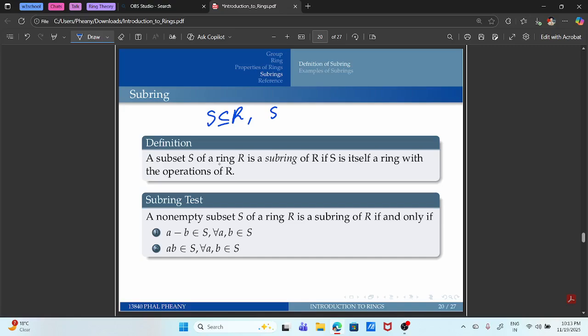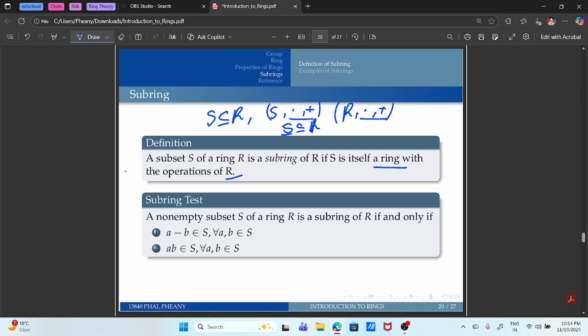the subring has the same operations. Suppose we have multiplication and addition, so the parent ring also has the same operations, no difference. Let's say under addition and multiplication, the operations are going to be the same. So if the subset S belongs to O, and S has the same operations, then we can say S is a subring of O.